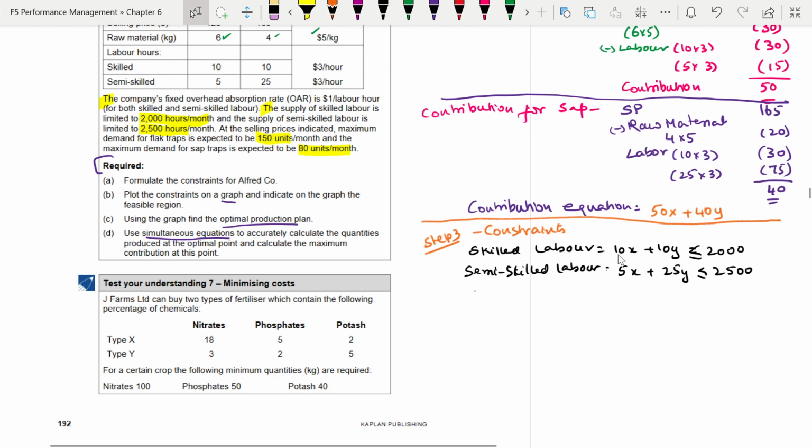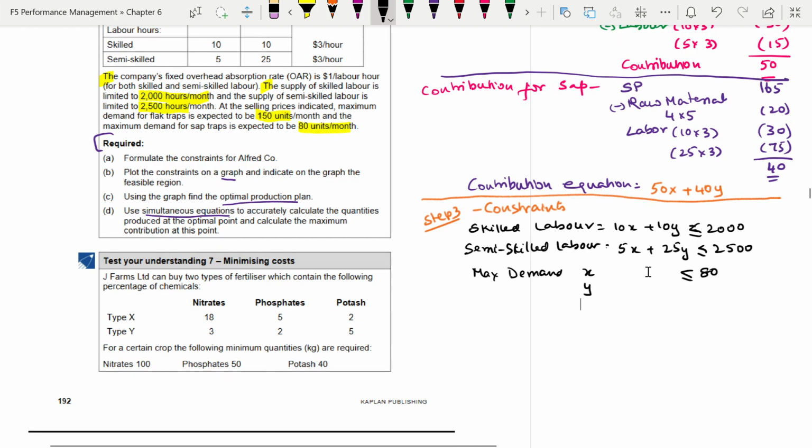Now maximum demand is there. How much maximum demand? x is less than or equal to 150. Sorry, maximum demand of x is 150, and y is less than or equal to 80.